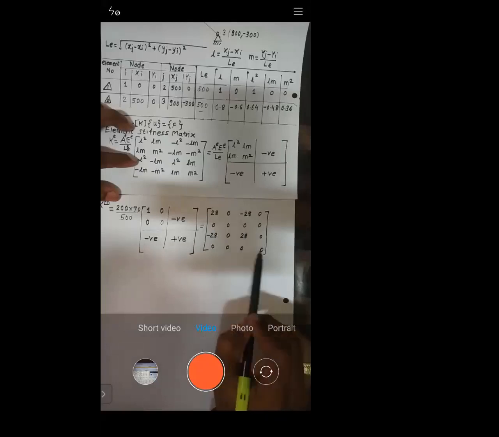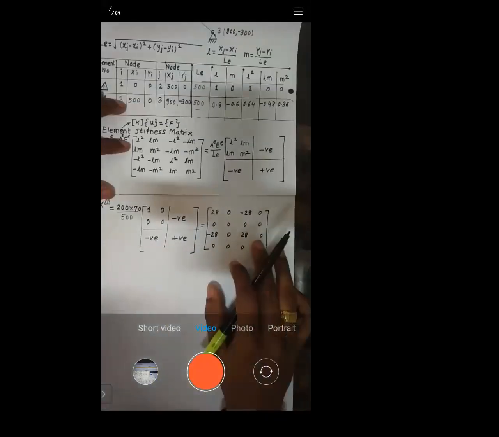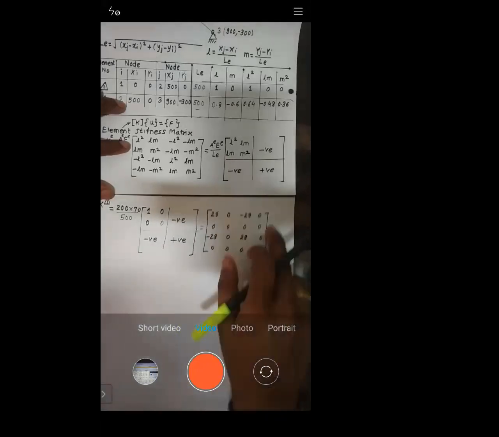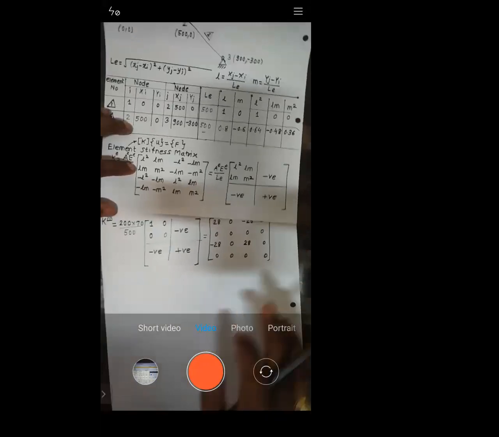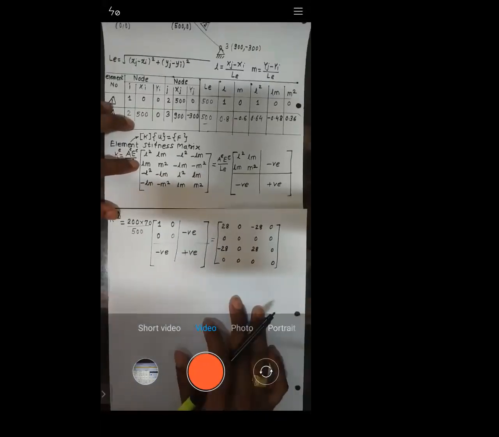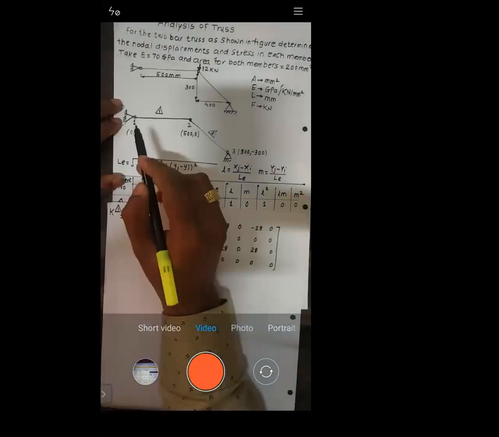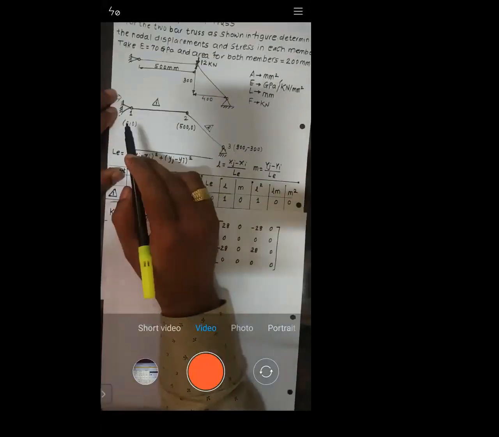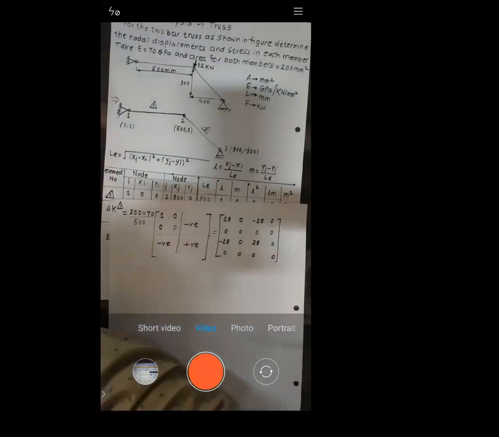Yes, sir. Now see here, all of you. What is important is to assign the numbers to the matrix you have formed, because it will further affect your calculation. Now see, if you consider every node of the truss, it moves in two directions.